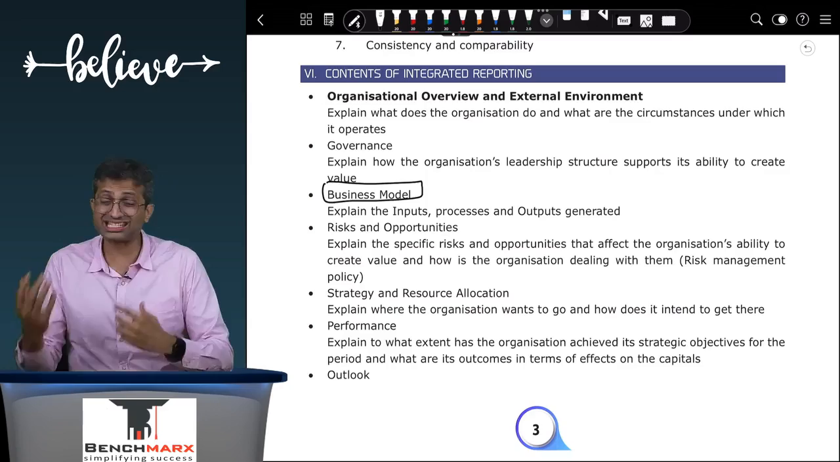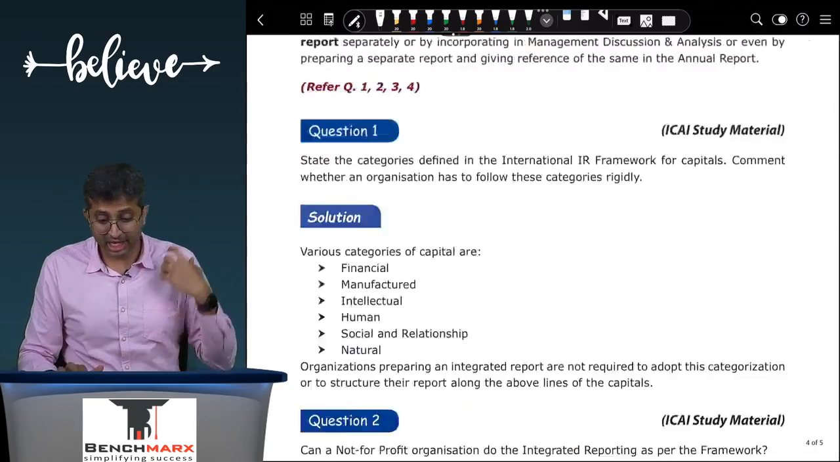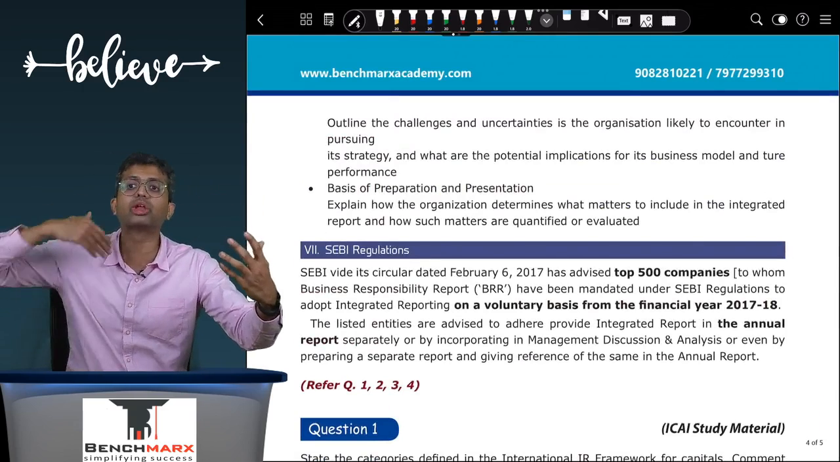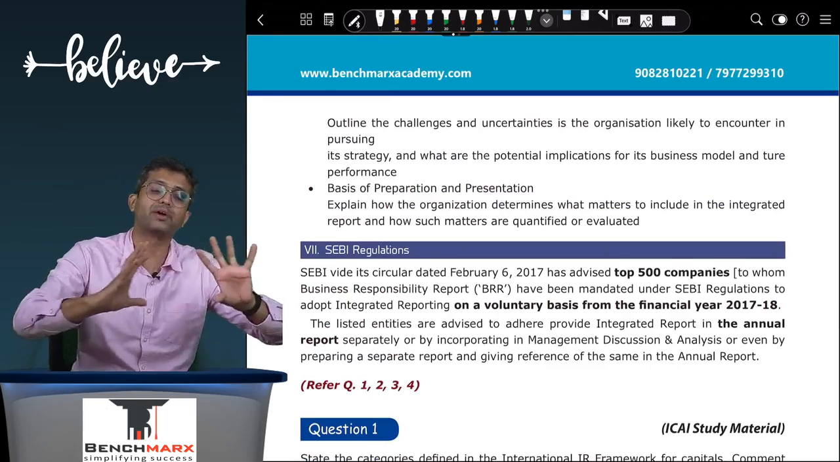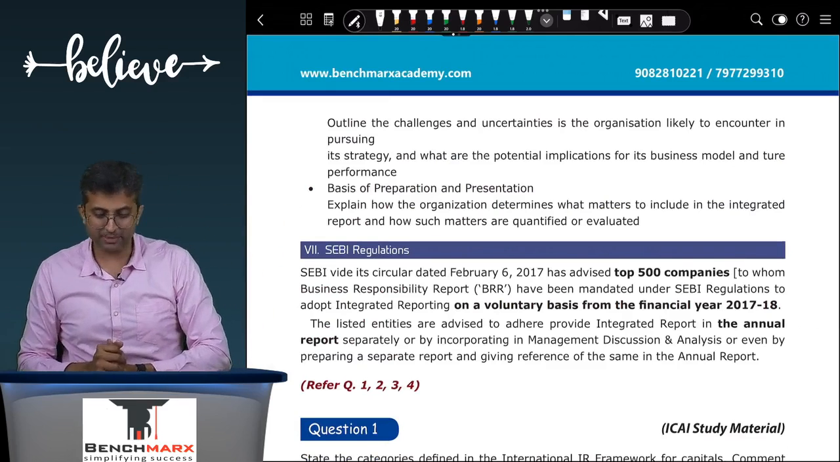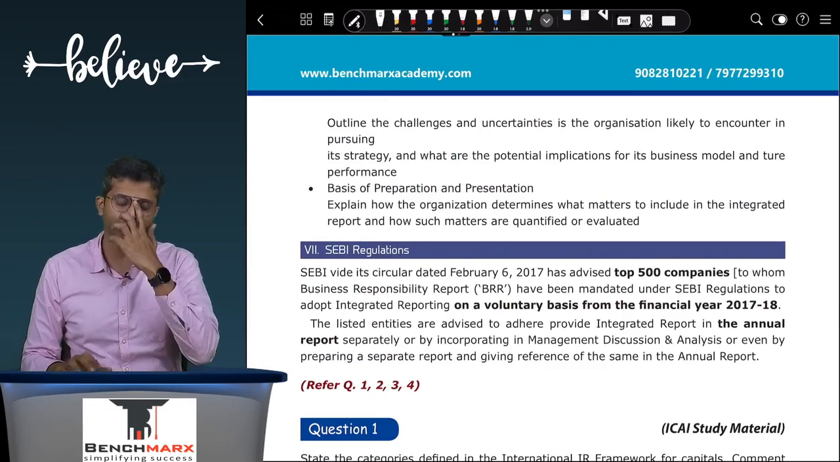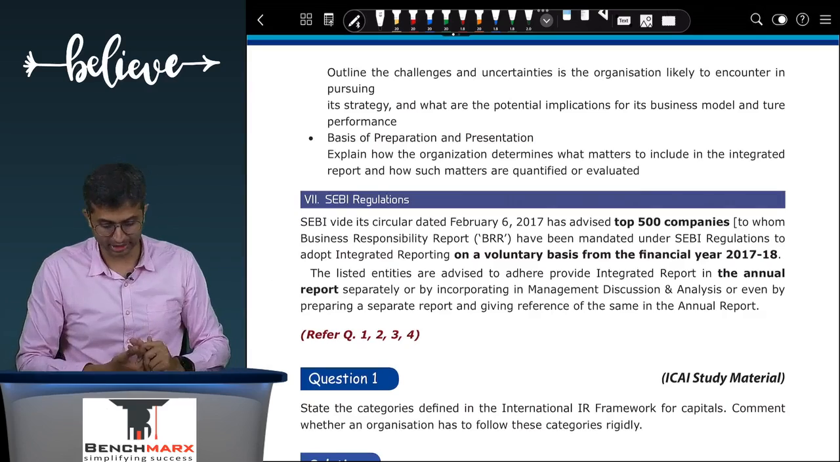Performance, to the extent how much the objectives have actually been achieved, what you had planned. The future outlook will be given. What is your plan going forward? Your financial statements are typically not forward looking. In financial statements you give data about the past, here you will also give the outlook, and the basis of preparation and presentation, like we follow accrual etc., should be shown over here.